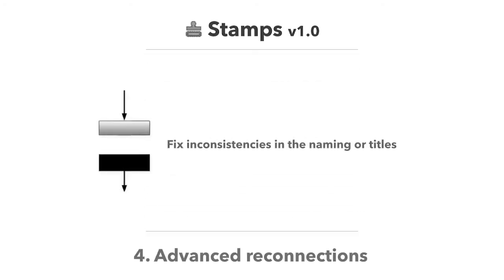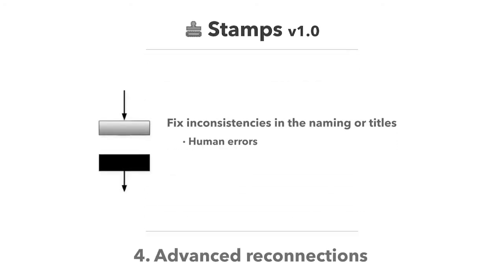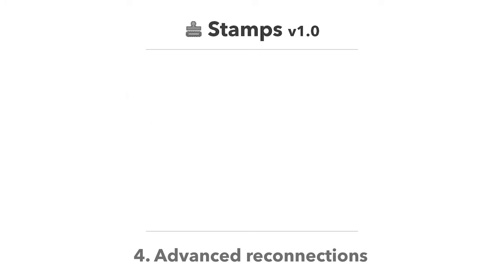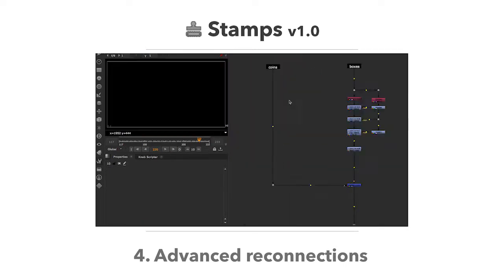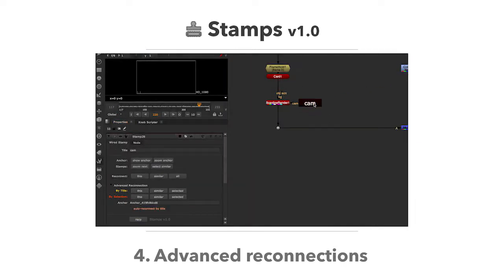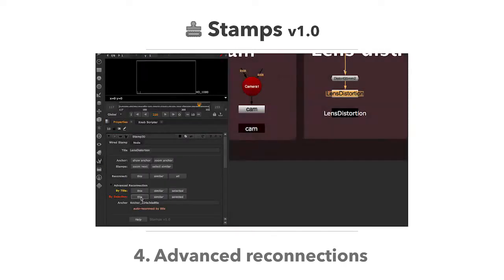The advanced recognition functionality lets us fix inconsistencies in the naming or the title of the stamps, either due to human errors, lack of naming conventions, or differences in the internal name of the anchors, because maybe they were created in different moments. This is especially useful when moving node trees from one script to another, and really closes the gap on the problems that a hidden input system like stamps need to solve.